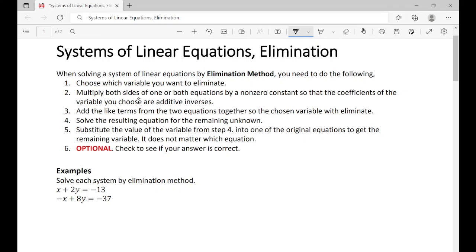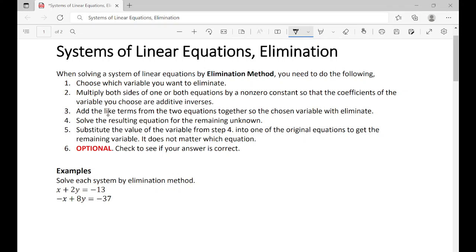Second, multiply both sides of one or both equations by a non-zero constant so that the coefficients of the variable you choose are the additive inverses. That just means they're both the exact same number, but one is positive and the other is negative. So when you add them, you get 0.